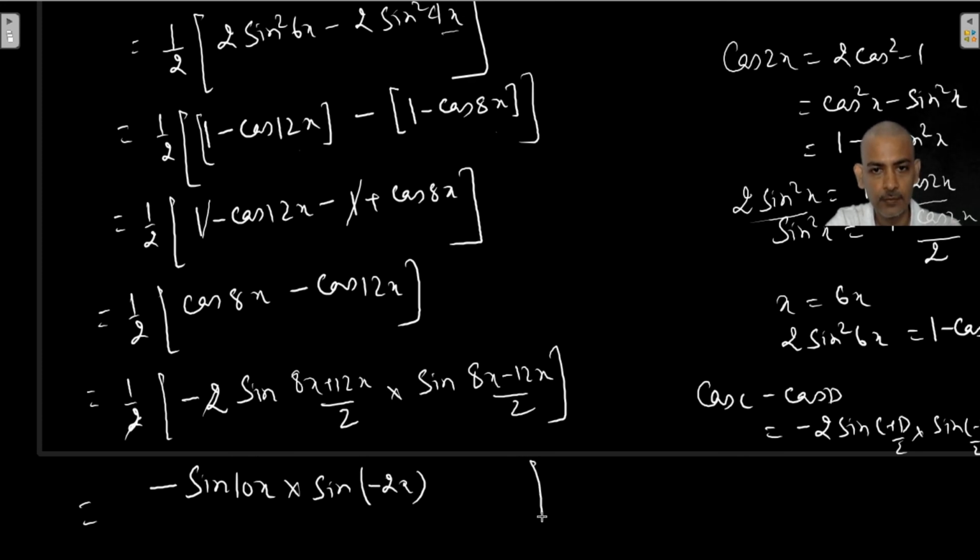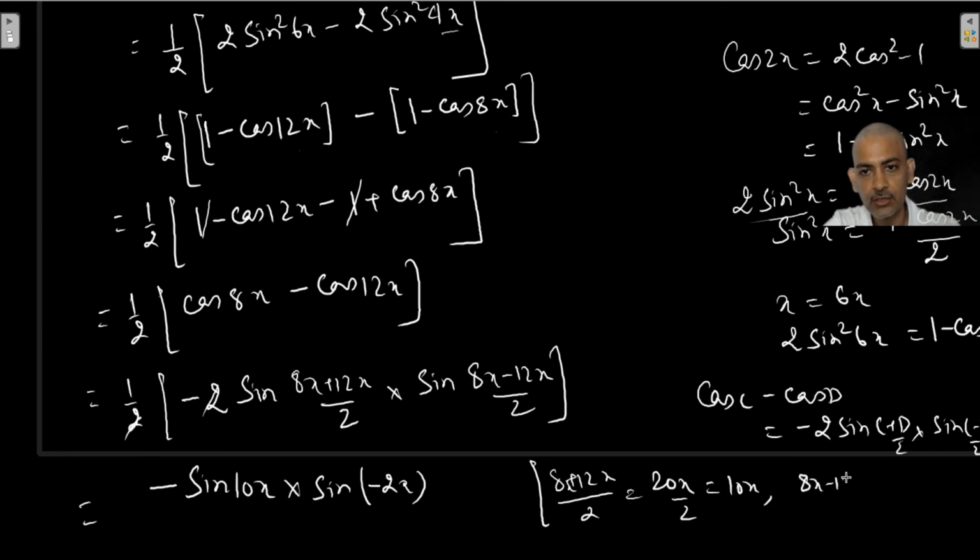So I am just writing here just for you to know: 8x plus 12x by 2 is again 20x by 2, which equals 10x, and 8x minus 12x by 2 equals minus 4x divided by 2, which is nothing but minus 2x. So this is what it is, and we know that sine of minus x is nothing but minus sine x.